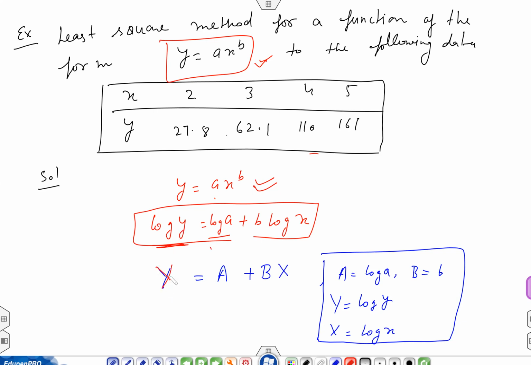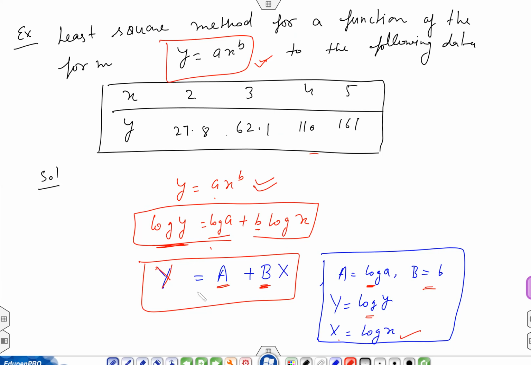Okay, some other form. So this capital Y is what? Log of y equal to log a, that we are taking as a constant capital A, and this small b we are taking as capital B, and log x. So this is what? This is the form of the straight line. And you know how to fit a straight line to the given data? Okay, we will proceed in the same way as we did for straight line. So capital A is what? That is log a. Capital B is what? Small b. Capital Y is log y, and capital X is what? Log x. So how to do that?